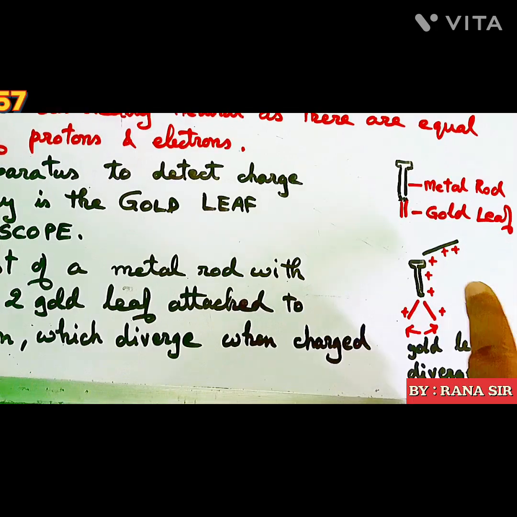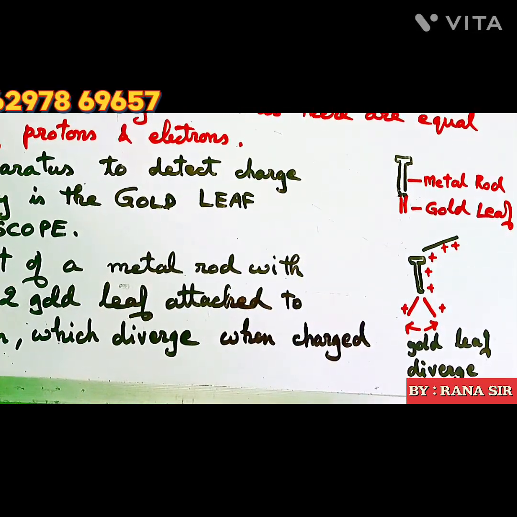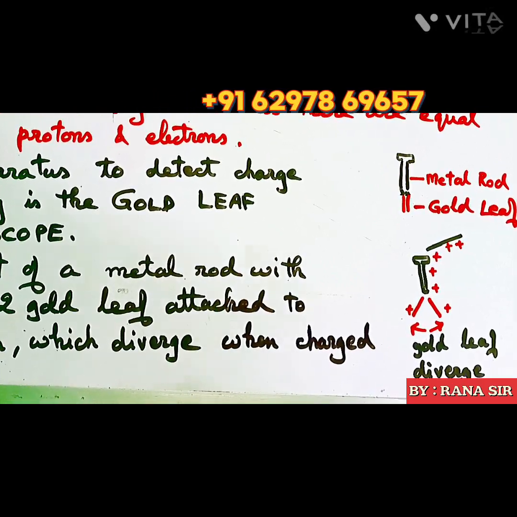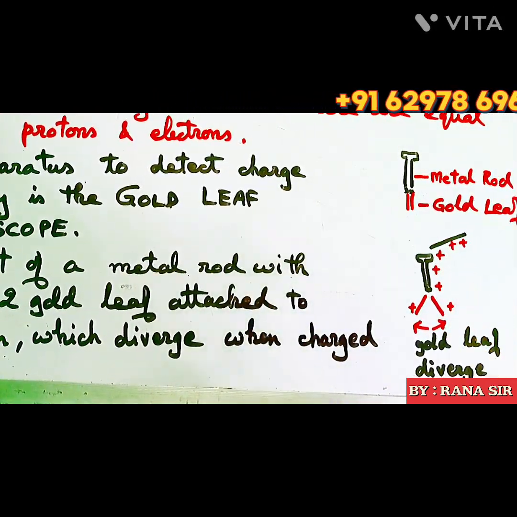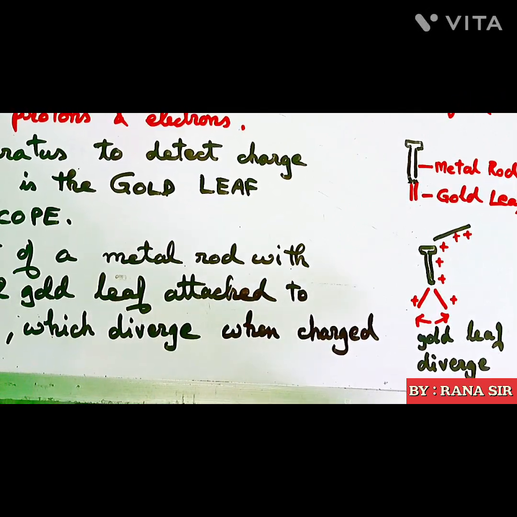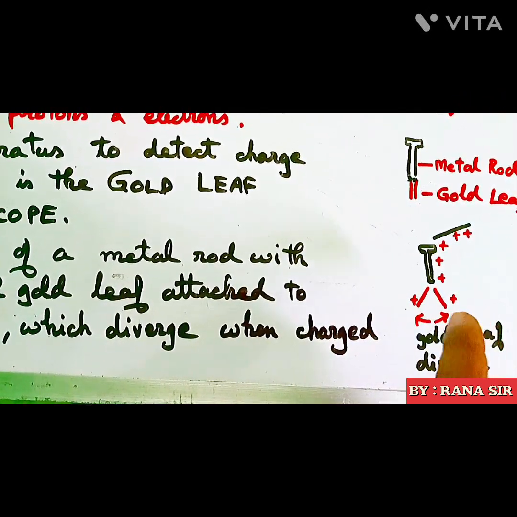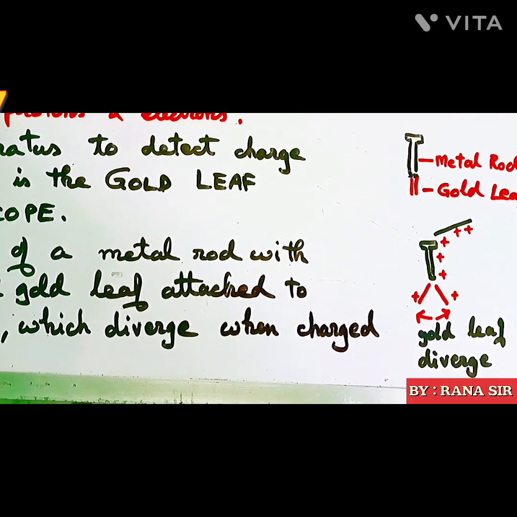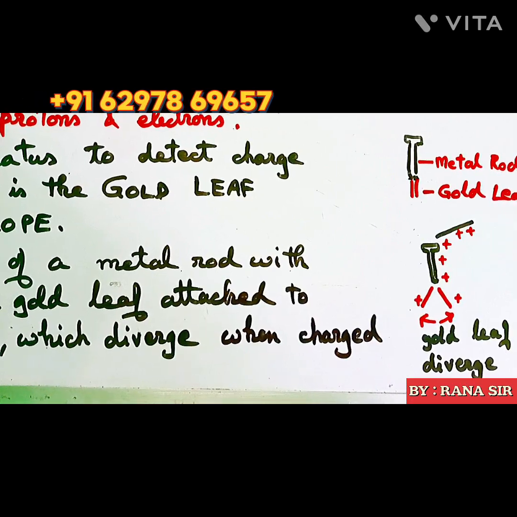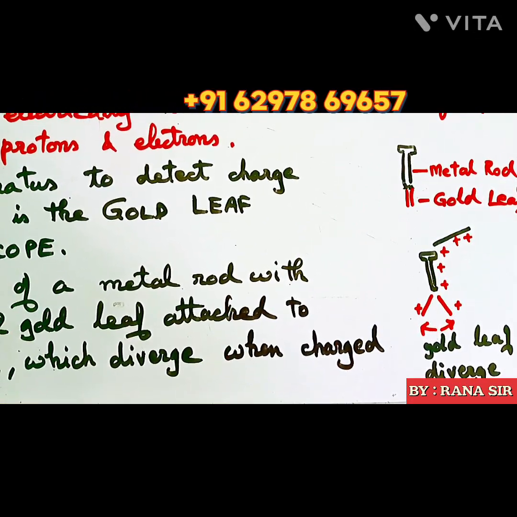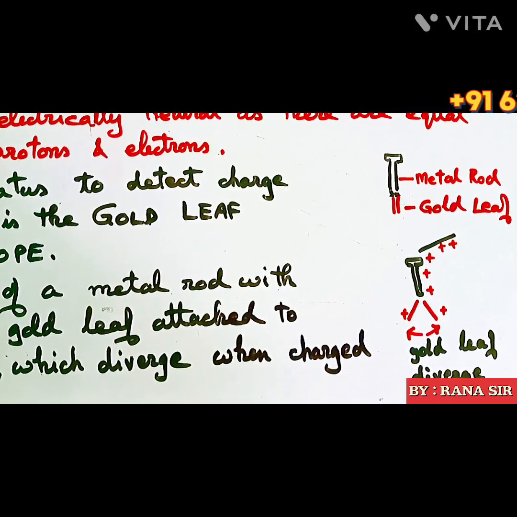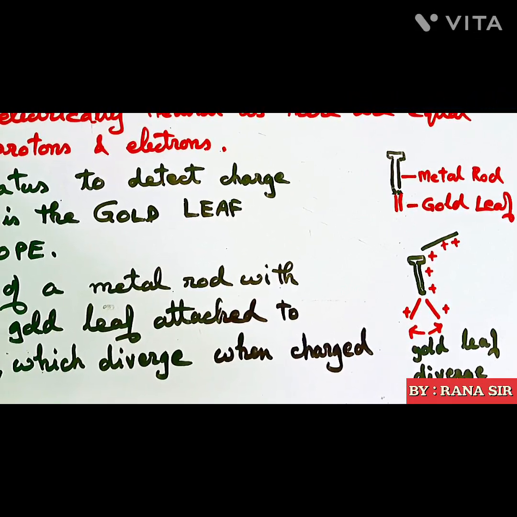Now when I touch the knob with an object having positive charge, the charge comes down, is conducted with the help of the metal rod to the gold leaves, and the gold leaves diverge. Why diverge? Because like charges repel. This apparatus, the electroscope, shows the existence of charge in a body.